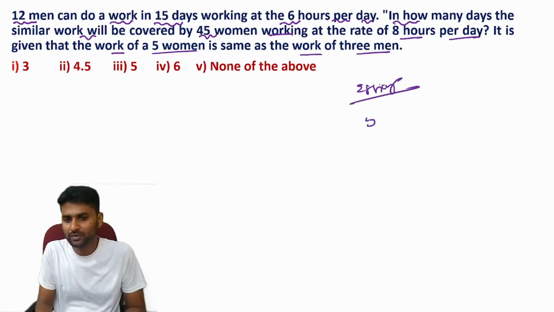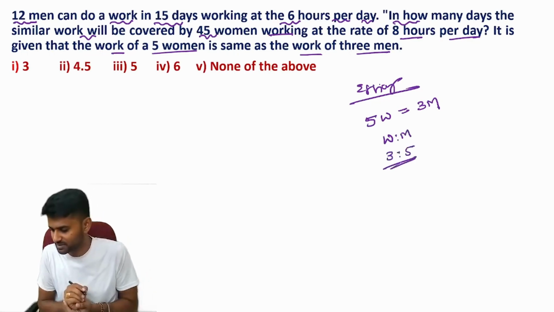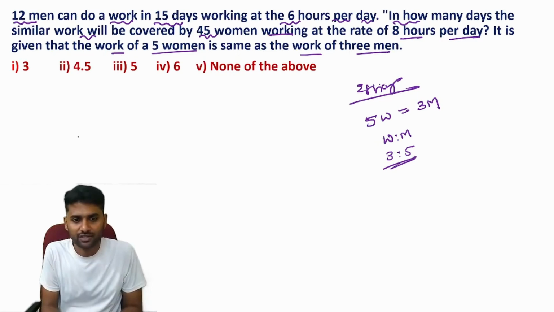Here they are talking about efficiency. While going through the information, 5 women's efficiency is equal to 3 men. So the women by men efficiency is 3 is to 5. We got that efficiency. Now, go through the major information. 12 men, men's efficiency is 5 units, working for 15 days and 6 hours per day.